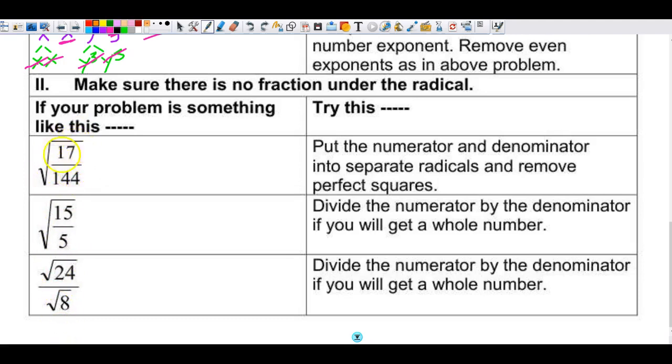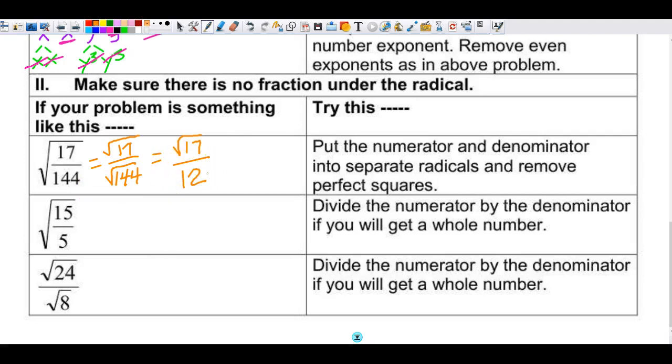Whether I have this that looks like this, I can split it into square root of 17 over the square root of 144. And here I could put it all under 1. So either way, these two things are saying the same thing. So then I just treat them separately because I can't reduce the fraction. It always makes it easier on you if you reduce the fraction as much as you can. I can't reduce that one anymore. So square root of 17 is just the square root of 17. Can't do anything with that. That's a prime number. Square root of 144 is 12.